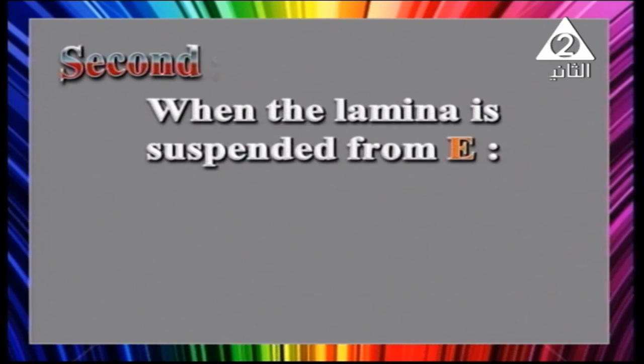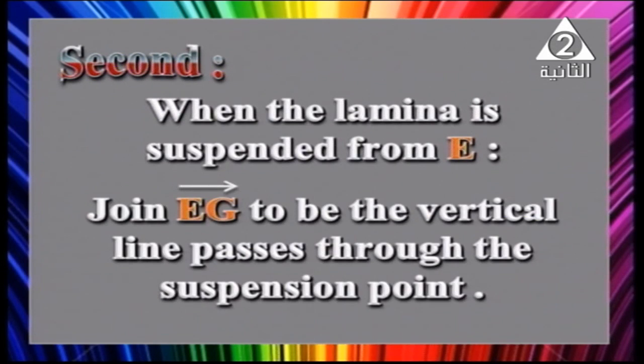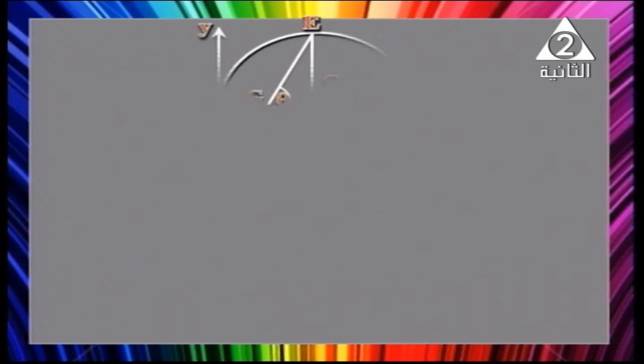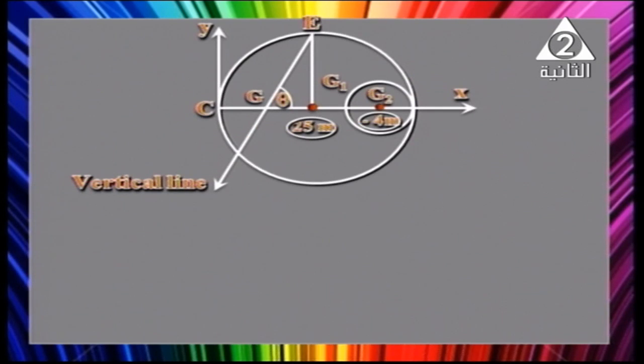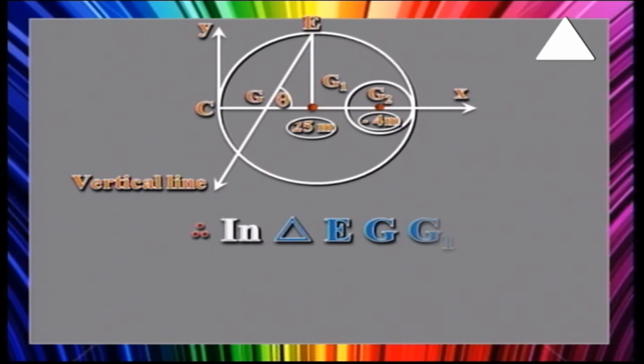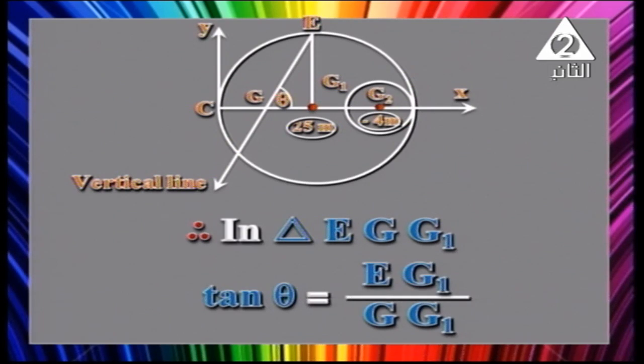Second, when the lamina is suspended from E, join EG to be the vertical line passing through the suspension point. Look at, my dear student, vertical line EG. What is the measure of angle theta? In triangle EGG1, tan theta equals EG1 over GG1.